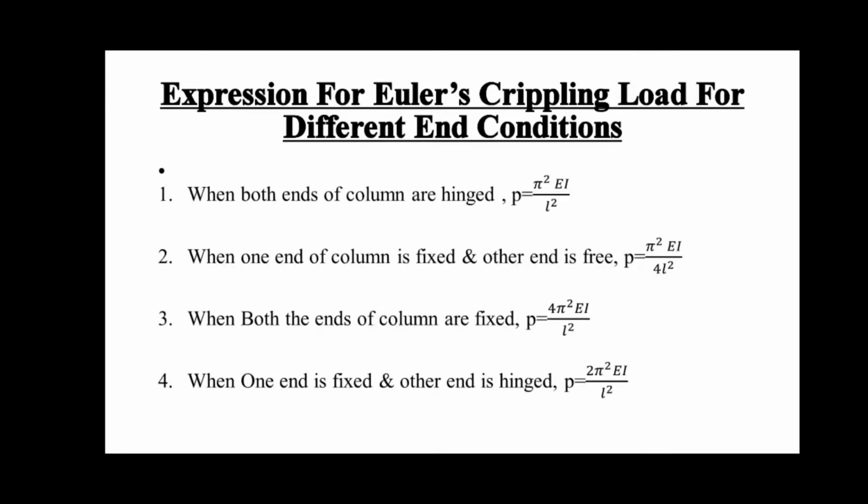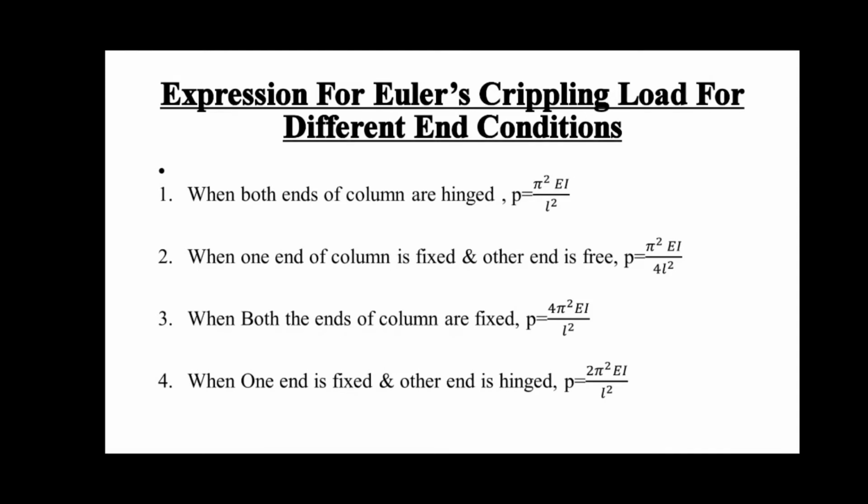Next is the expression for Euler's crippling load for different end conditions. We have already told that there are 4 types of end conditions. First one is when both the ends of the column are hinged, the expression for Euler's crippling load P will be equal to pi square EI by L square.